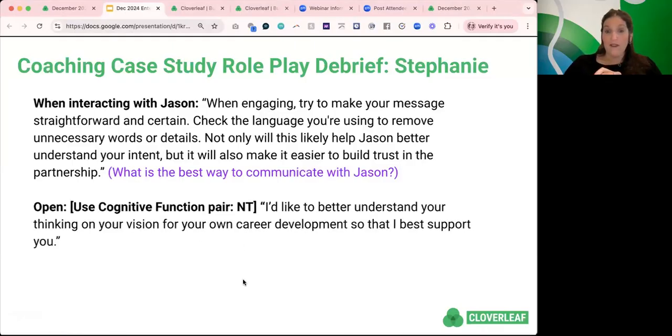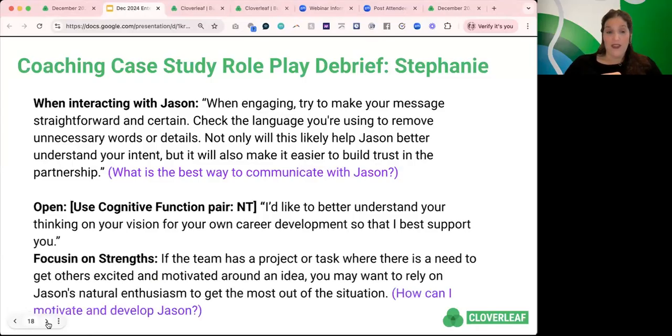I did use my cognitive function pair. I said, hey, I want to better understand your thinking. I want to support your vision. I did focus on strengths, right? I did rely on his enthusiasm. I did ask, how can I motivate and develop Jason? So that was the prompt I used. So everything you see in purple is what I used in the insight search box.